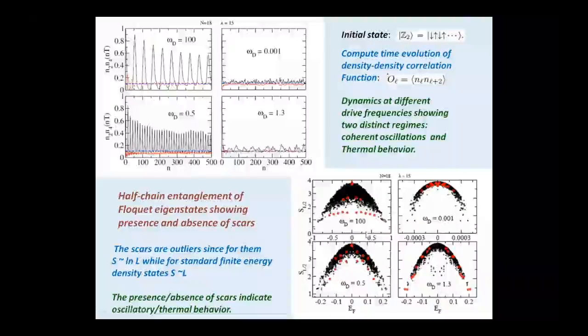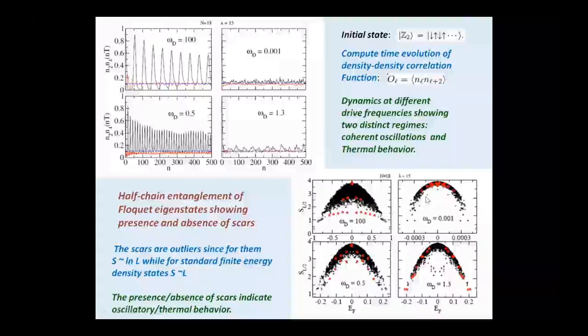For omega d equal to 100, where the Floquet Hamiltonian is almost the same as the PXP model, we find that there are these scar states and there is a thermal band. By omega d equal to really small, everything is within the thermal band, so there are no scars. The red dots, which show states with large overlap with the Z2 state, have now gone to the thermal band. So at these frequencies, the Floquet Hamiltonian doesn't have any scars.